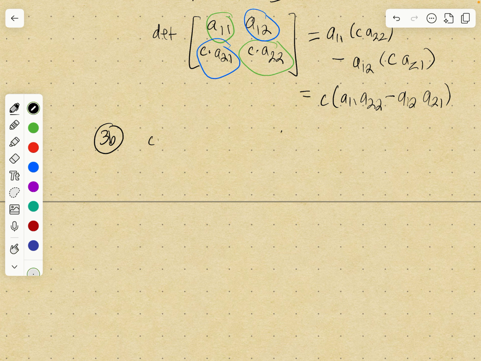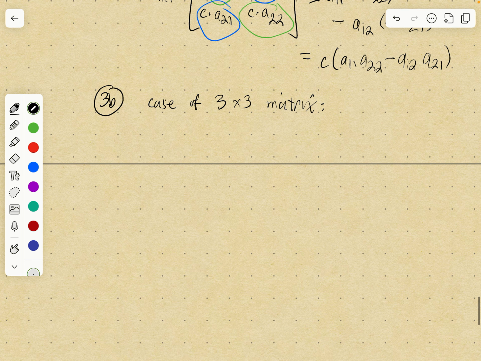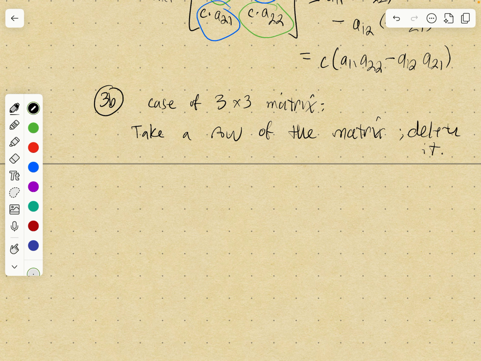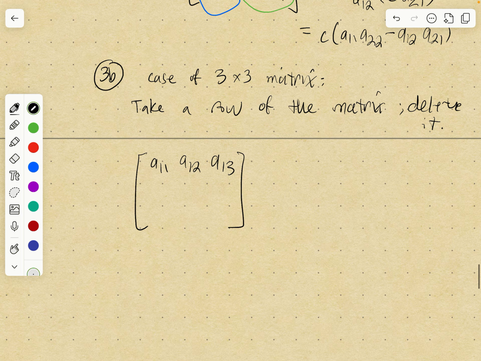So in the case of a 3 by 3 matrix, suppose that you have a row. So take a row of the matrix, and let's say that you delete it. Okay. So if you have this 3 by 3 matrix, suppose we delete row 2.